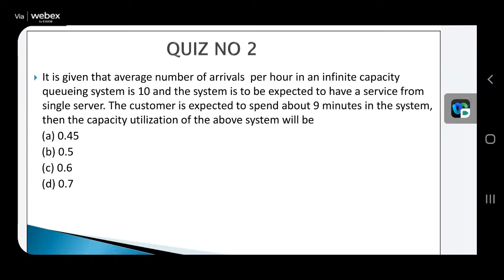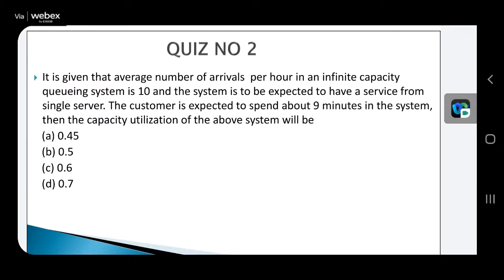It is given that the average number of arrivals per hour, very simple problem, please listen. The average number of arrivals per hour in an infinite capacity queuing system is 10, and the system is expected to have service from a single server. The customer is expected to spend about 9 minutes in the system. What is the capacity utilization of the above system? You have 4 options. Let me see who will solve faster and put it in the chat box.